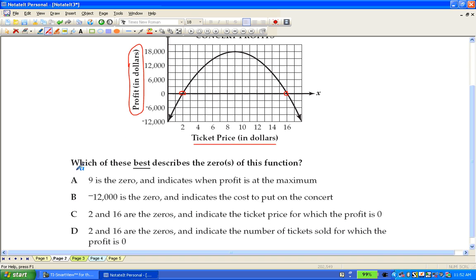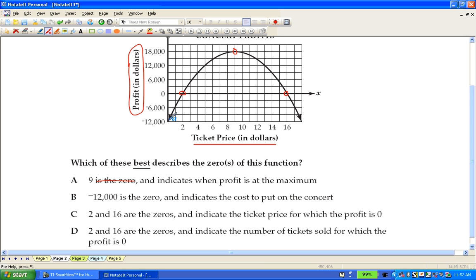Alright, so let's see. We know 9's not a 0. 9's a maximum. And that's a true maximum for this function. 9 is not the 0, but it does indicate when the profit is at a maximum. So if we sold tickets at $9 a piece, the maximum amount of money we'd make is $18,000. Okay, so we'd want that, but that's not what the question's about. So it's not A. B, negative 12,000 is the 0?